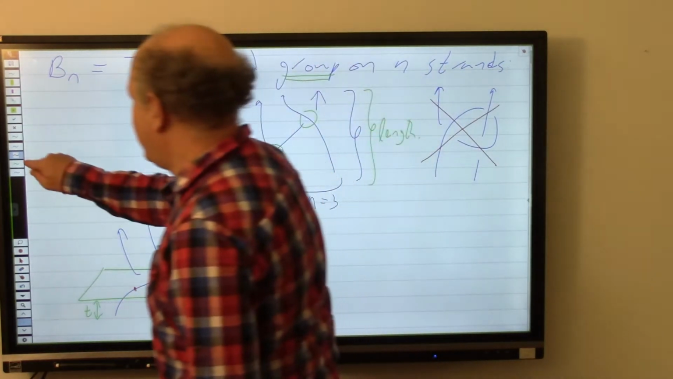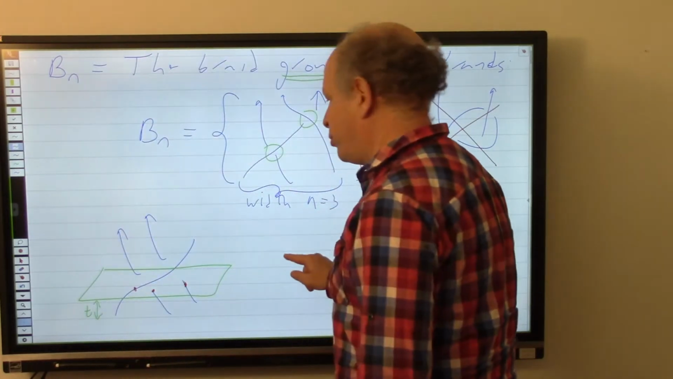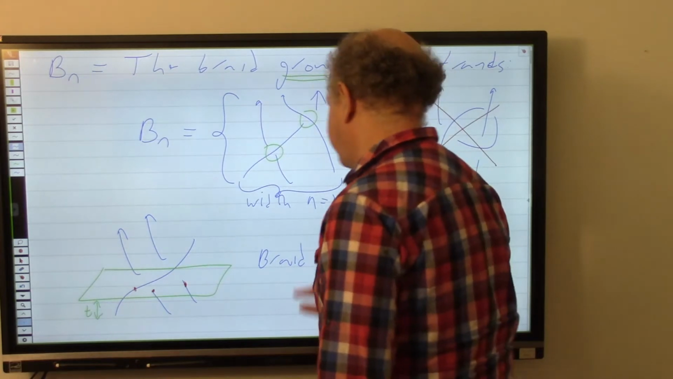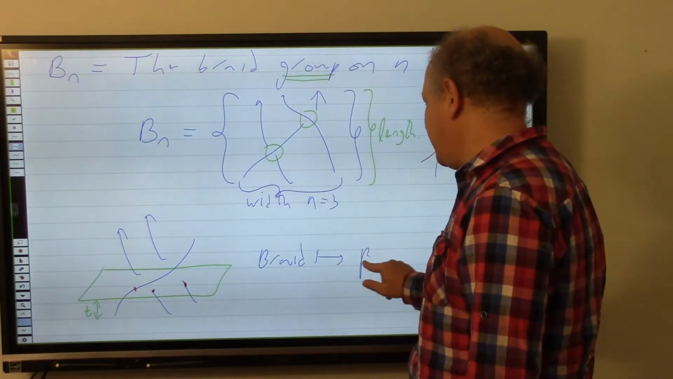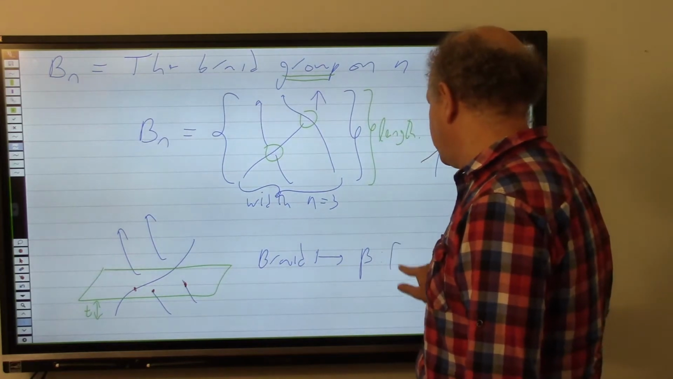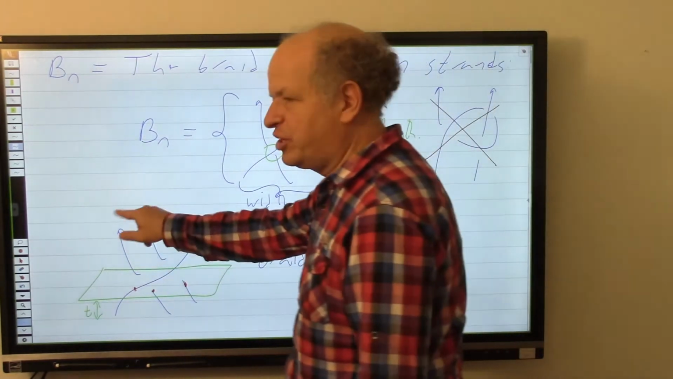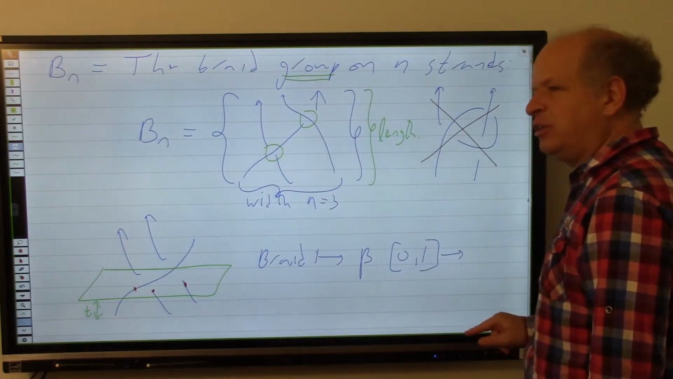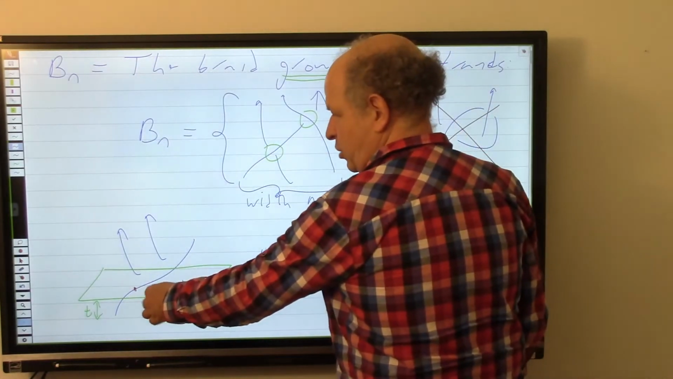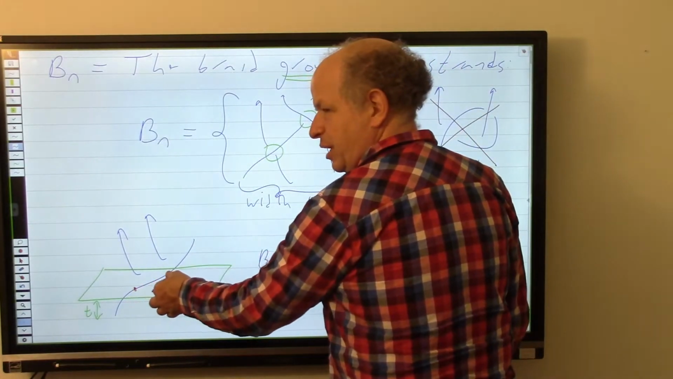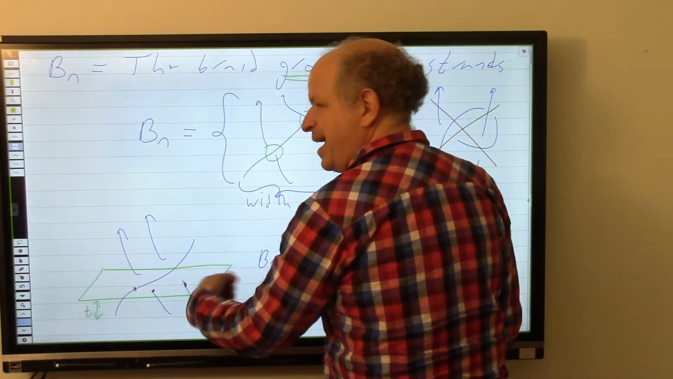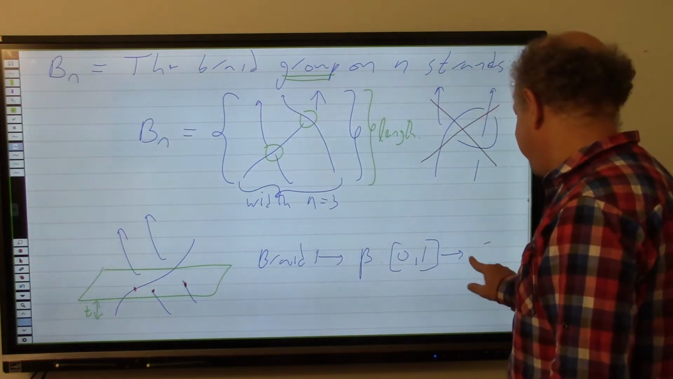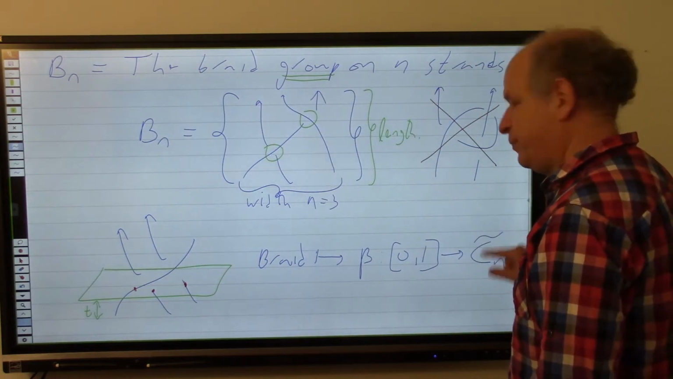So if you have a braid, you can turn it into a map beta from, let's say, the unit interval. So let's say I parameterize it from 0 to 1. So from the unit interval into the space of distinct n-tuples of points. So this is the space Cn tilde.